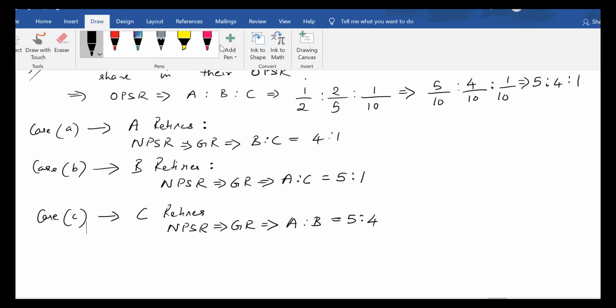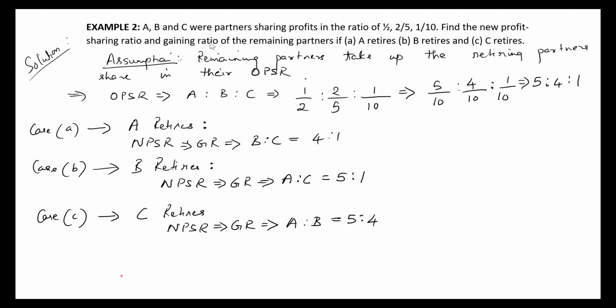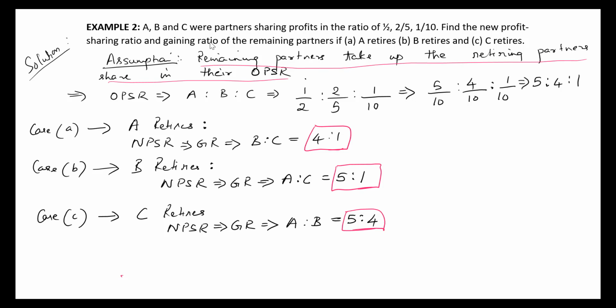So these are the answers. When A retires, NPSR is equal to GR between B and C, which is 4 is to 1. When B retires, the new profit sharing ratio equals the gaining ratio between A and C, which is 5 is to 1. And when C retires, the new profit sharing ratio as well as the gaining ratio between partners A and B is 5 is to 4. And these three we get because of the assumption that the remaining partners take up the retiring partner's share in their old profit sharing ratio unless otherwise agreed.